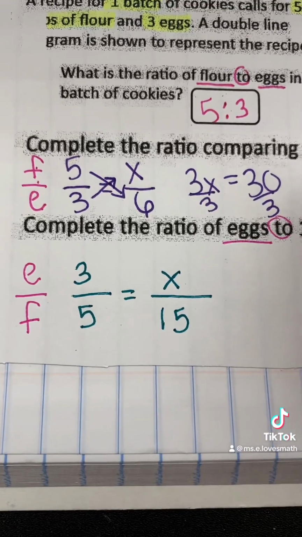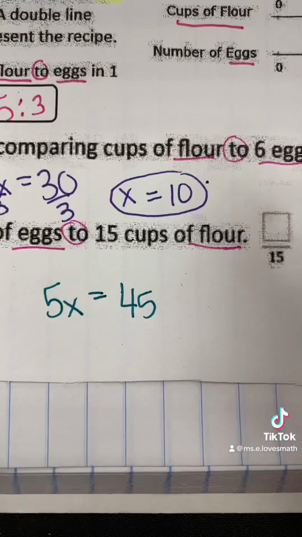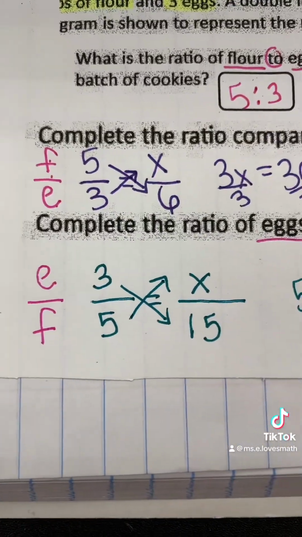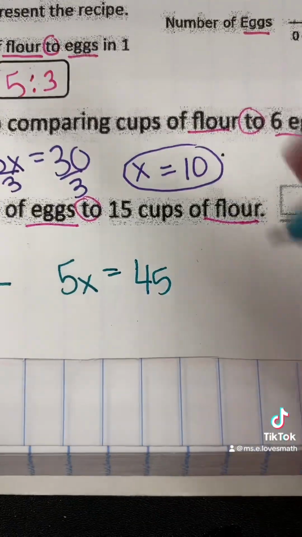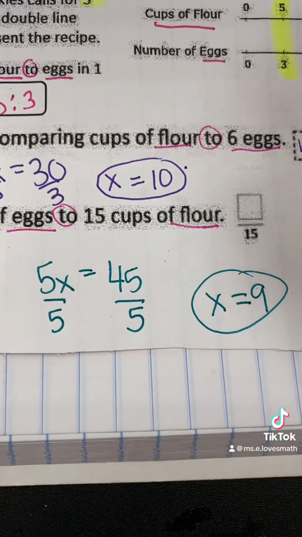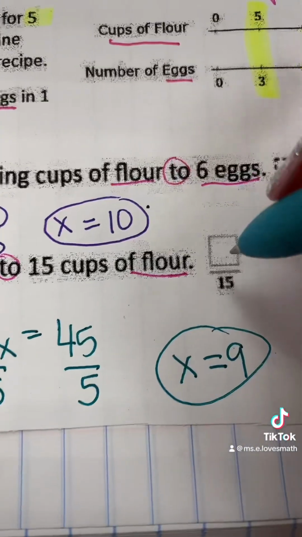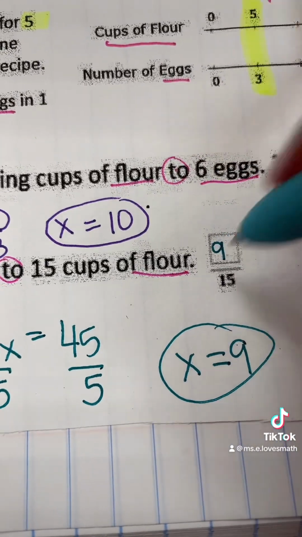We can cross multiply, divide. 5 times x is 5x. 3 times 15 is 45. Now we divide. When we divide both sides by 5, we get x equals 9, which means 9 eggs.